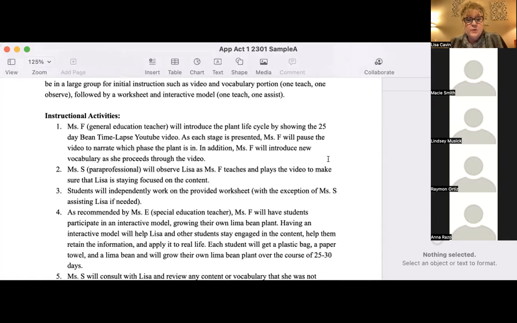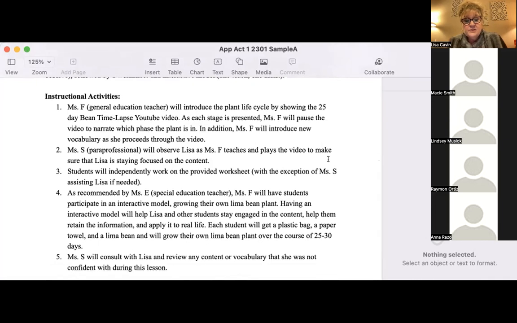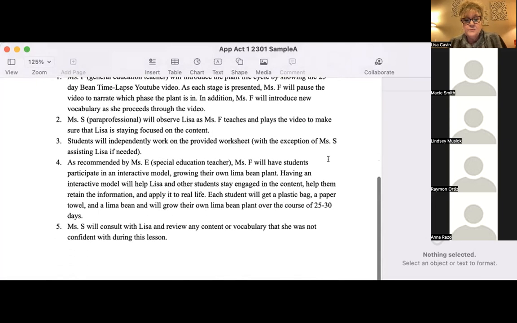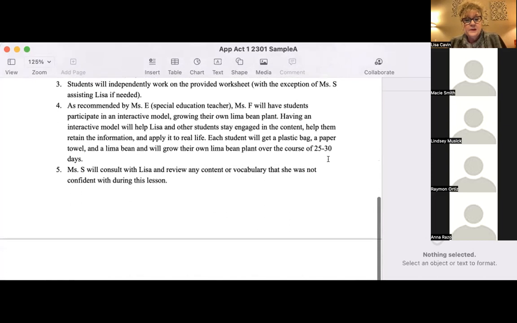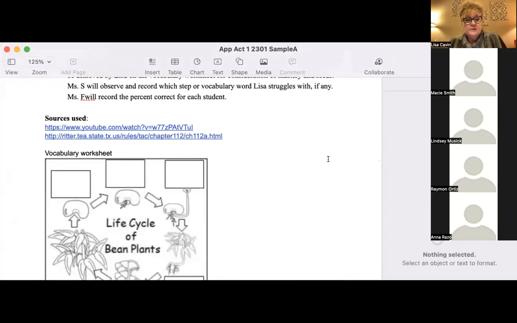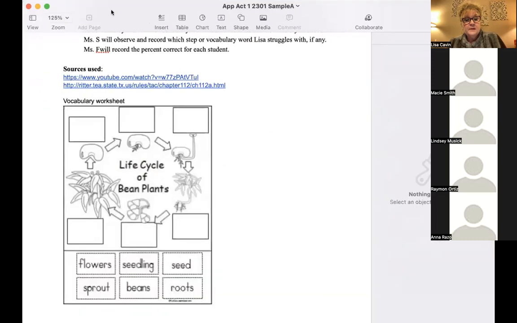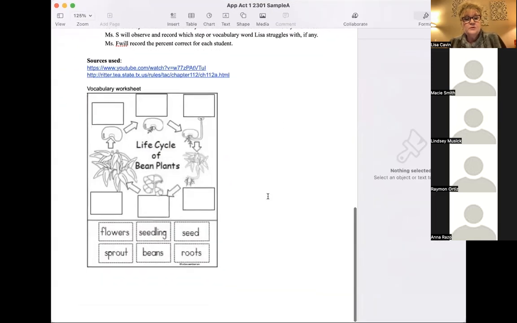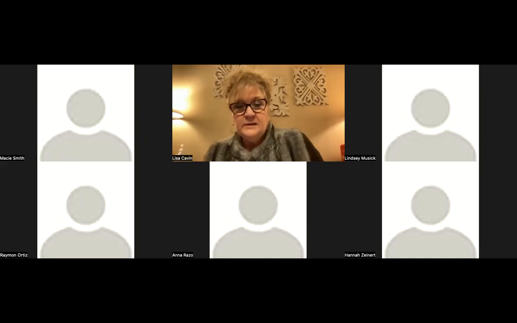One was the general ed teacher, one was the paraprofessional, or the teacher's aide, might be a more familiar term to you. And then one was the special ed teacher. And each one had a role. You can see how they put that together. They've got their sources that they used here. And then the actual worksheet that they would use in that lesson. So that's one example. And like I say, this is posted on Canvas for you to look at. And then let's look at sample B.